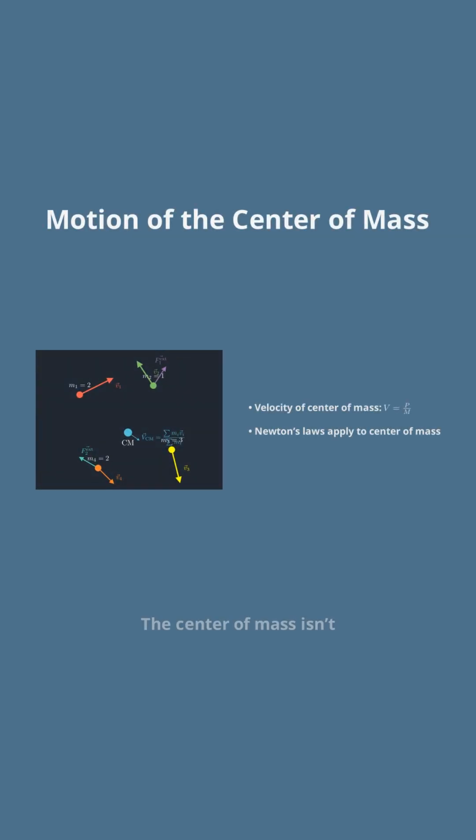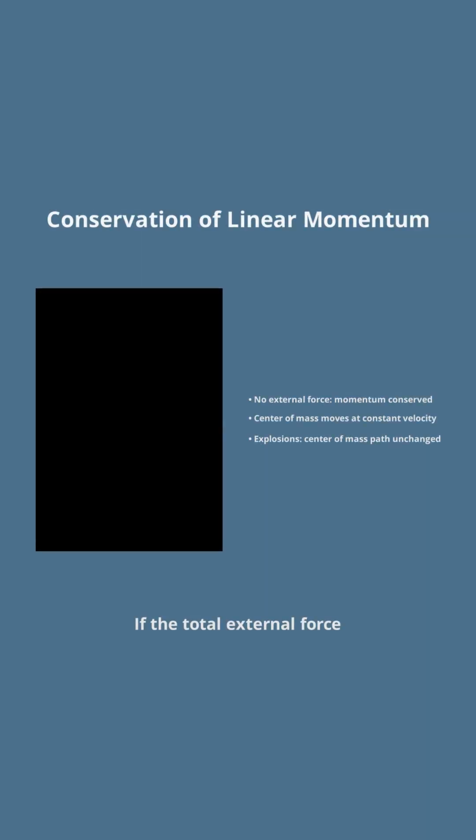The center of mass isn't just a mathematical point, it moves. The velocity of the center of mass is the total momentum of the system divided by its total mass. Newton's laws apply to the center of mass as if all the mass and external forces were concentrated there. This means that, regardless of internal motions, the center of mass follows the same path a single particle would under the same external forces. If the total external force on a system is zero, the total linear momentum remains constant.